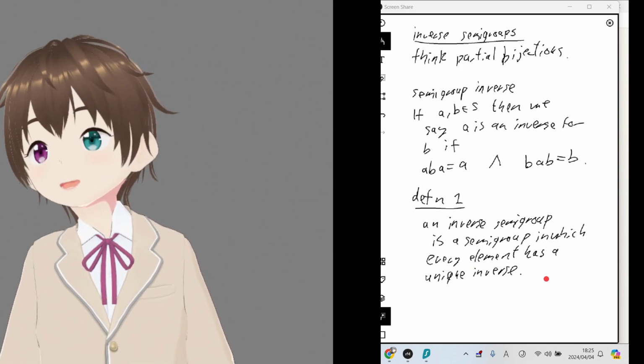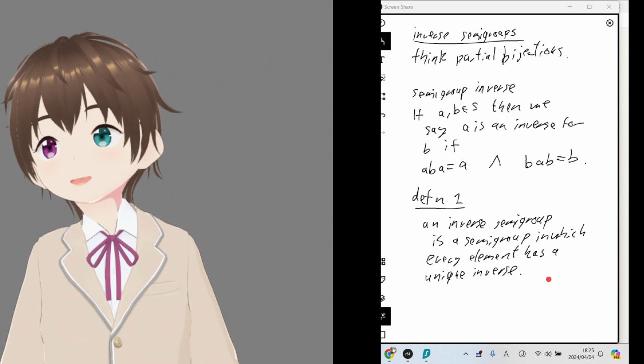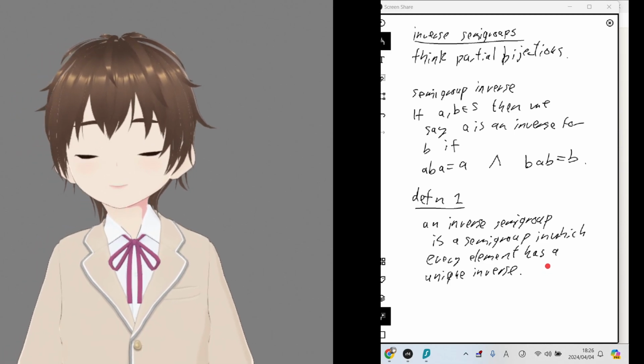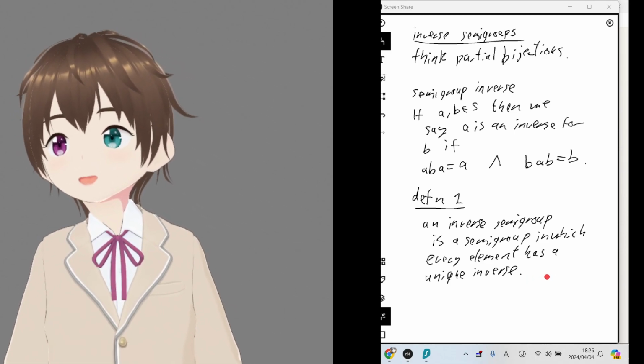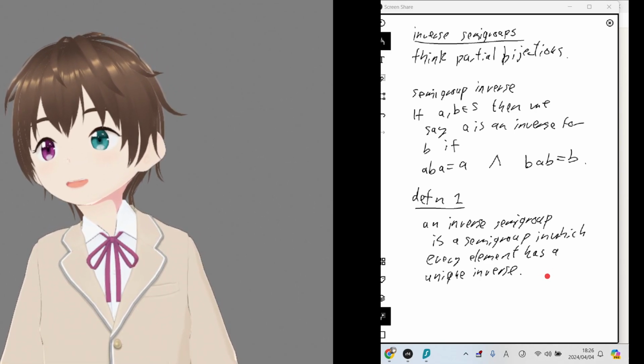If you want to see inverses not being unique quickly, think of the left zero semigroup I gave you earlier. You can see that every element is actually an inverse for every other element in that semigroup. So this is very not unique in that case, which is why these are not inverse semigroups unless the set has zero or one element.